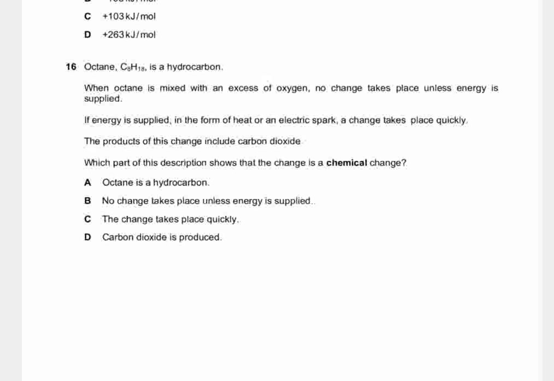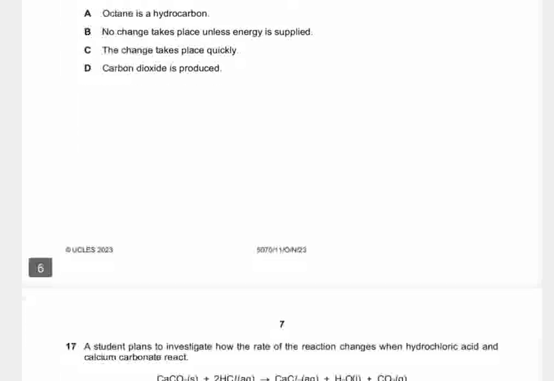Then the next question, octane is a hydrocarbon, and when you mix octane with oxygen, no change takes place until you supply energy. If energy is supplied, in the form of heat, an electric spark, or any other means, the product changes. So which part of the description shows that the change is a chemical change? Octane is a hydrocarbon. No change takes place unless energy is supplied. The change takes place quickly, or D, carbon dioxide is produced. So here we have option D, that carbon dioxide is produced. That means some sort of chemical change has happened.